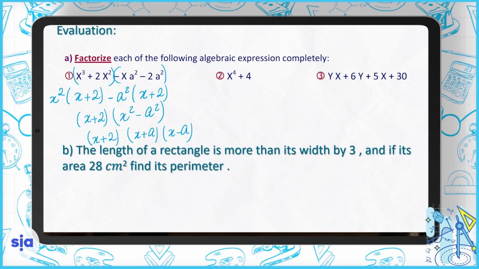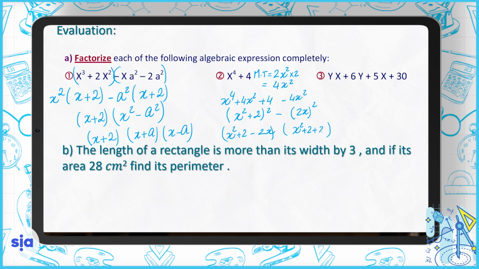For question 2, the middle term is 2 times x squared times 2. So the middle term is 4x squared. To factorize this, we're going to add the middle term and then subtract the middle term. As a perfect trinomial, it's x squared plus 2 all squared minus 2x all squared. So to do this one, it will be x squared plus 2 minus 2x and x squared plus 2 plus 2x.